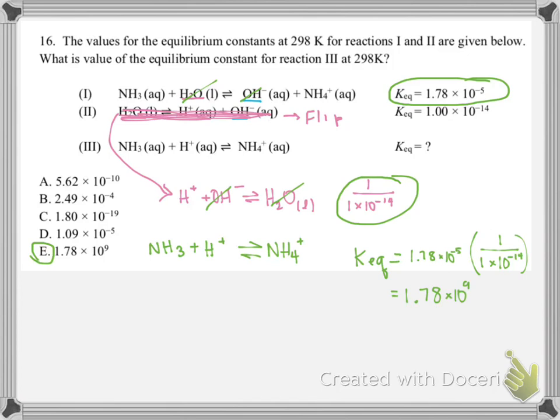Okay, and if we had to do any changing of coefficients to make everything cancel out properly, then whatever multiplier we apply to our equation, we'll just put that in the exponent of our Keq. So if I had quadrupled the coefficients, multiplied everything by 4, then I would just take that Keq value to the power of 4 to account for that change.